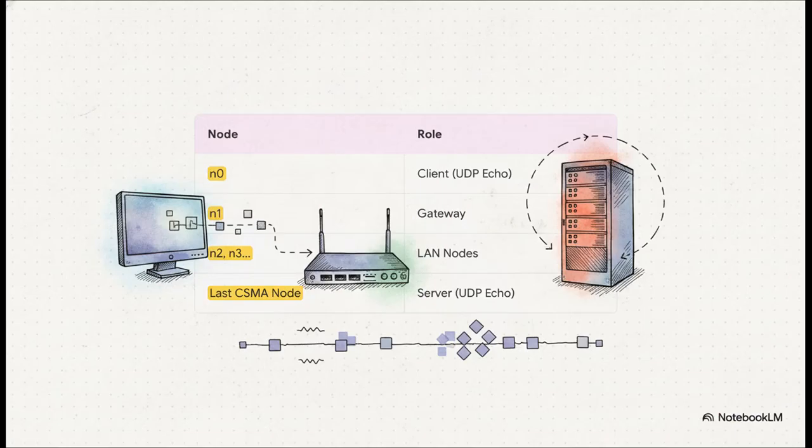Now, what's so cool here is that every single node has a specific job. Node N0 is our client. It's the one starting the conversation. Node N1 is that critical gateway, playing traffic cop. And then way over on that shared LAN, the very last node is our server, just waiting for the client's message. It creates this perfect little loop for communication.